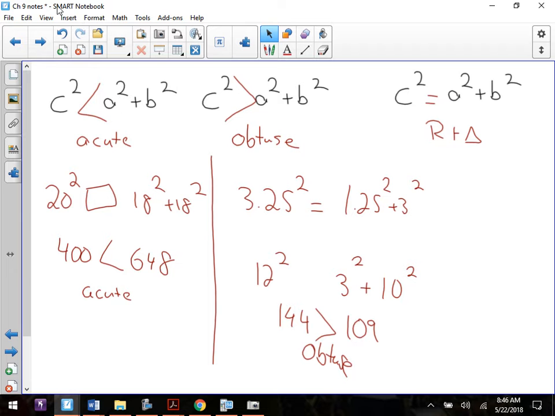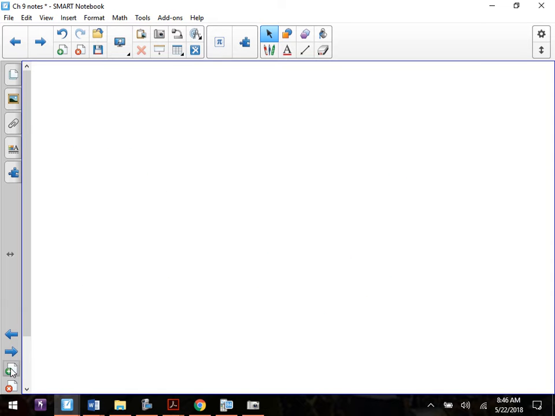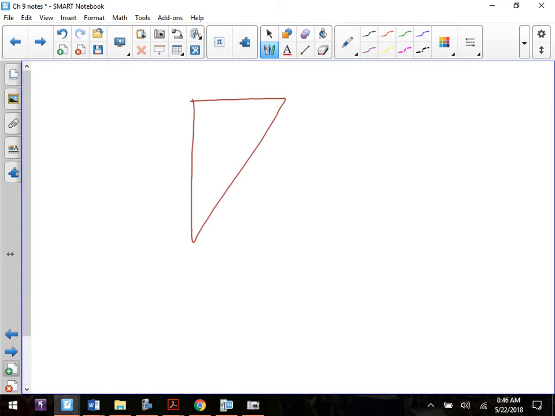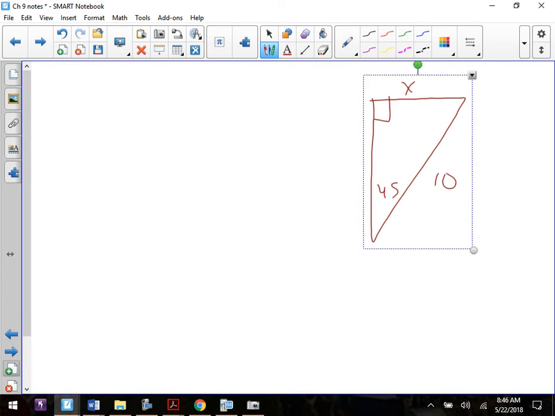Now, as we're getting into these, let's see. Oops, I'm on the right page. Oh, right, close. So in this one here, is it a 30, 60, 90, or a 45, 45, 90? And why is that? Because there's a 45.